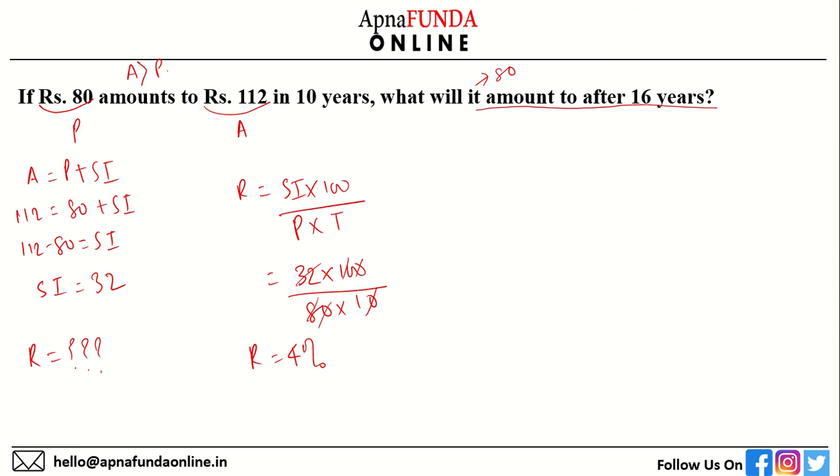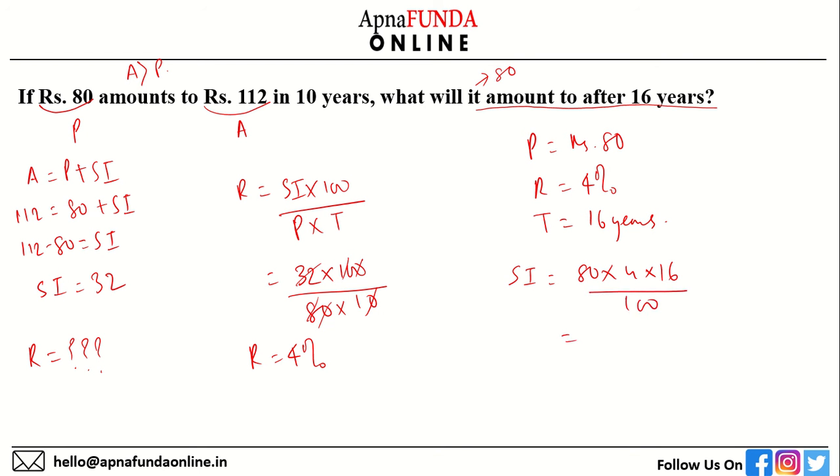So now I have the principal of rupees 80. I have the rate of interest at 4%. What I need to find is the amount after 16 years. So my time period is 16 years. Let's calculate the simple interest on this. Simple interest is equal to 80 into 4 into 16 divided by 100. Correct? Calculate this. This will be 51.2. So simple interest is equal to 51.2.